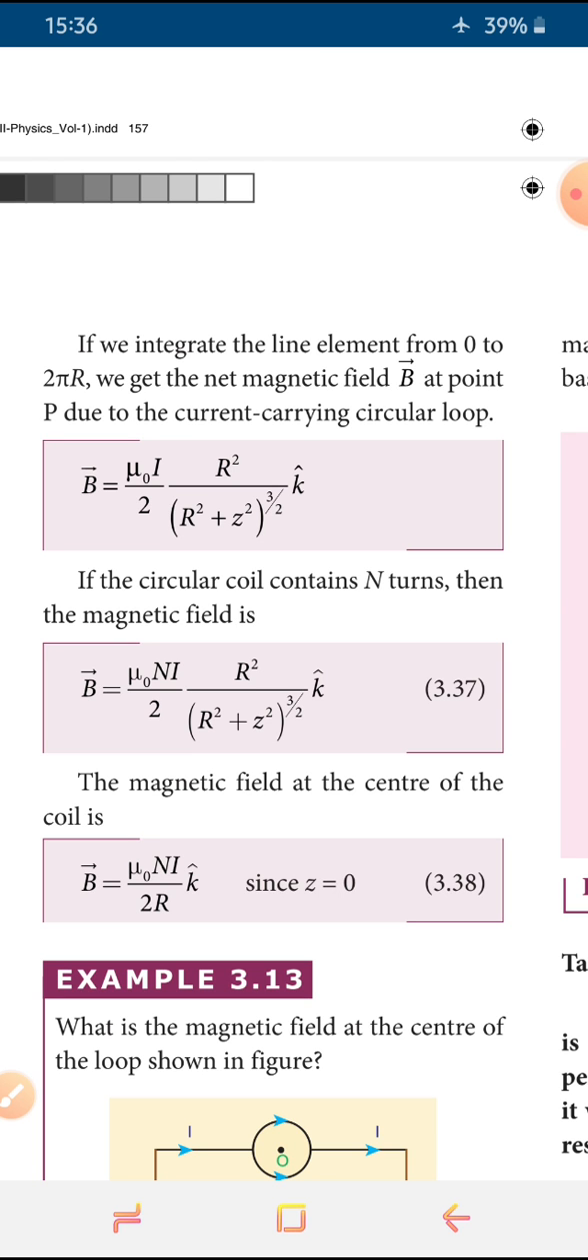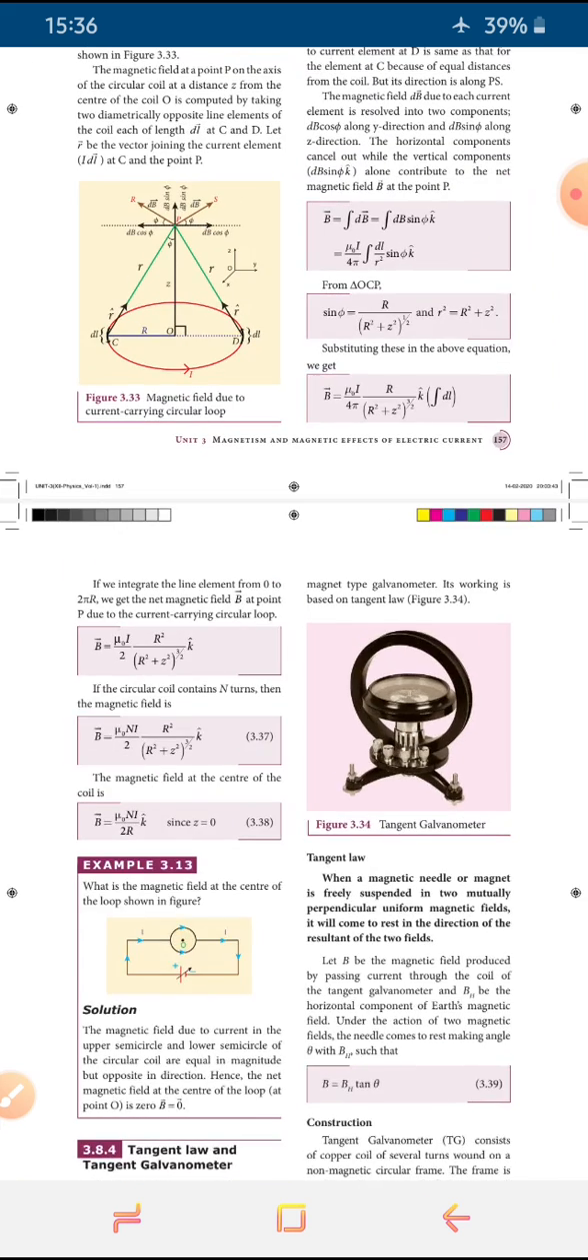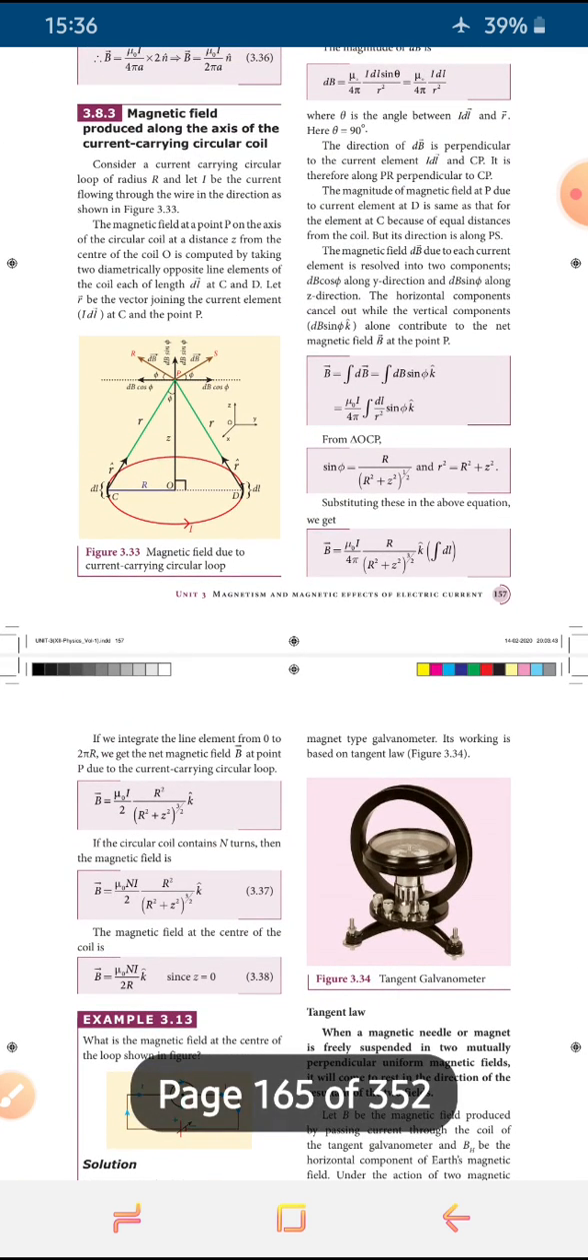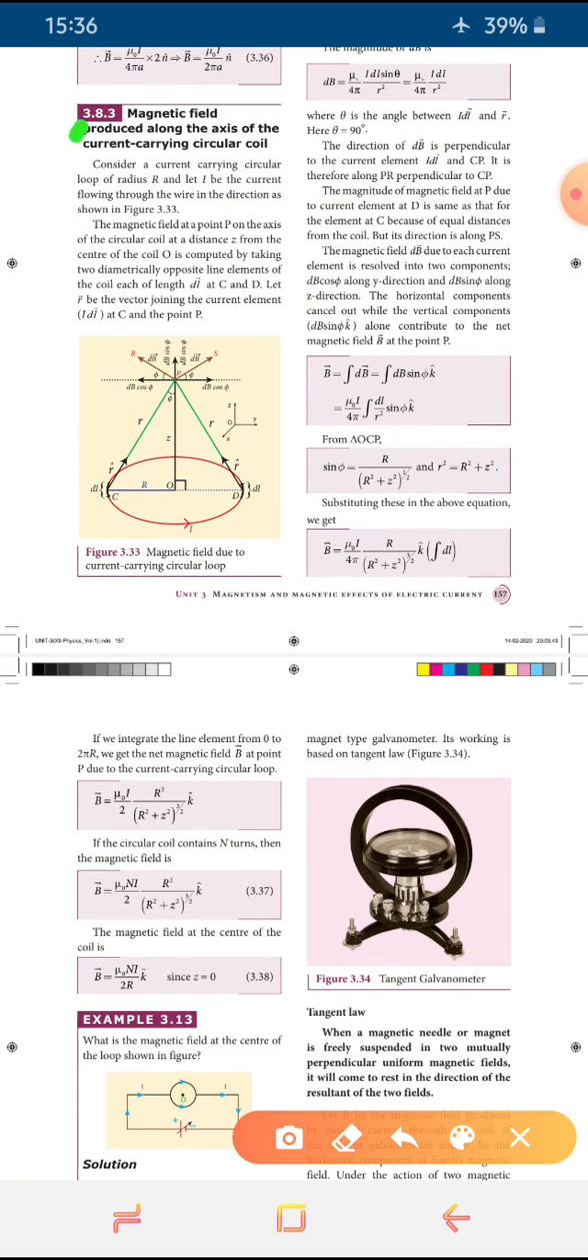Are you clear about this derivation, children? This is a most important question, like the last class derivation. Mark it as a 5 mark question, and this answer contains the full topic. You start from here. The question is, obtain an expression for magnetic field produced along the axis of the current carrying circular coil. This answer is up to here. This is the most important and easiest one. If you study and prepare it, it will be easy for you.